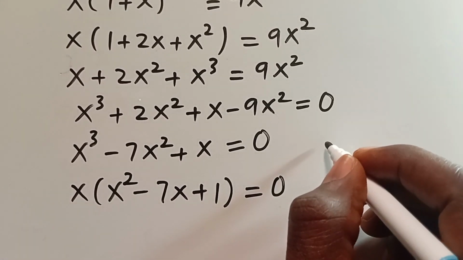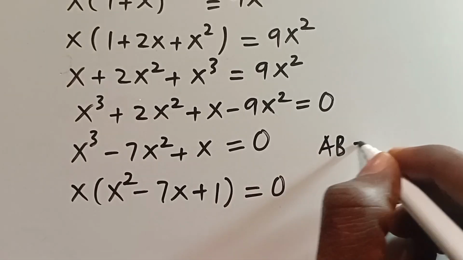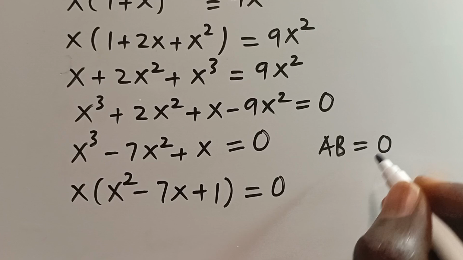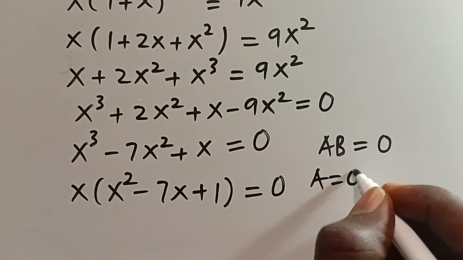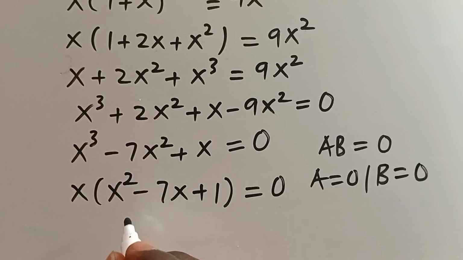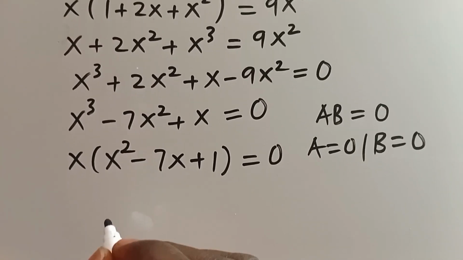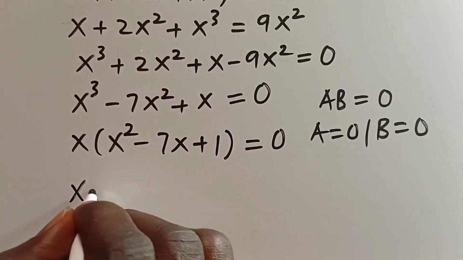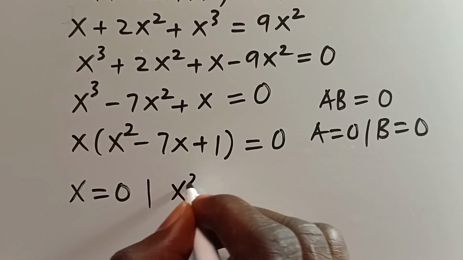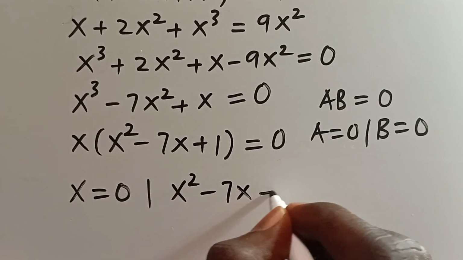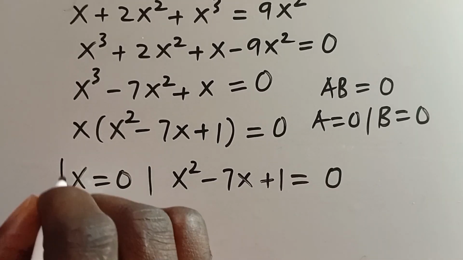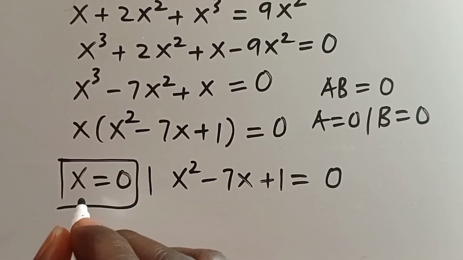Then recall that when we have AB equal to 0, what we are saying is that either A is equal to 0 or B is equal to 0. Likewise for this one, either we have x equal to 0 or we have x squared minus 7x plus 1 equal to 0. Meaning that the first solution we are going to have for this problem is x equals 0.